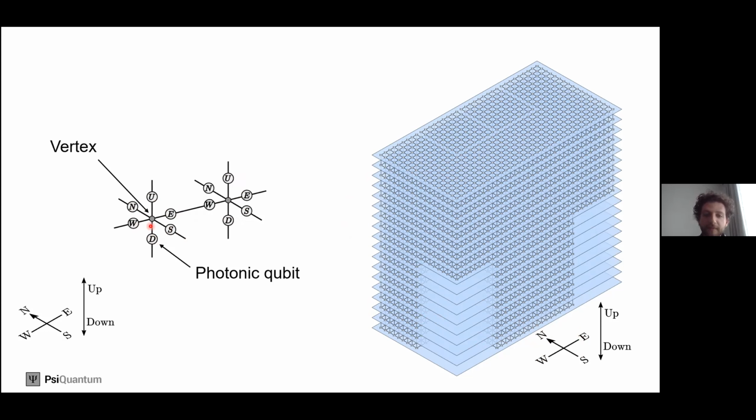Two vertices are then two resource states. And a connection between vertices means that the two photons, the two qubits along this connection, need to be fused. So for instance, an edge between these two vertices means that the east photon of this resource state needs to be fused with the west photon of this resource state. Or the up photon of this resource state needs to be fused with the down photon of this resource state.